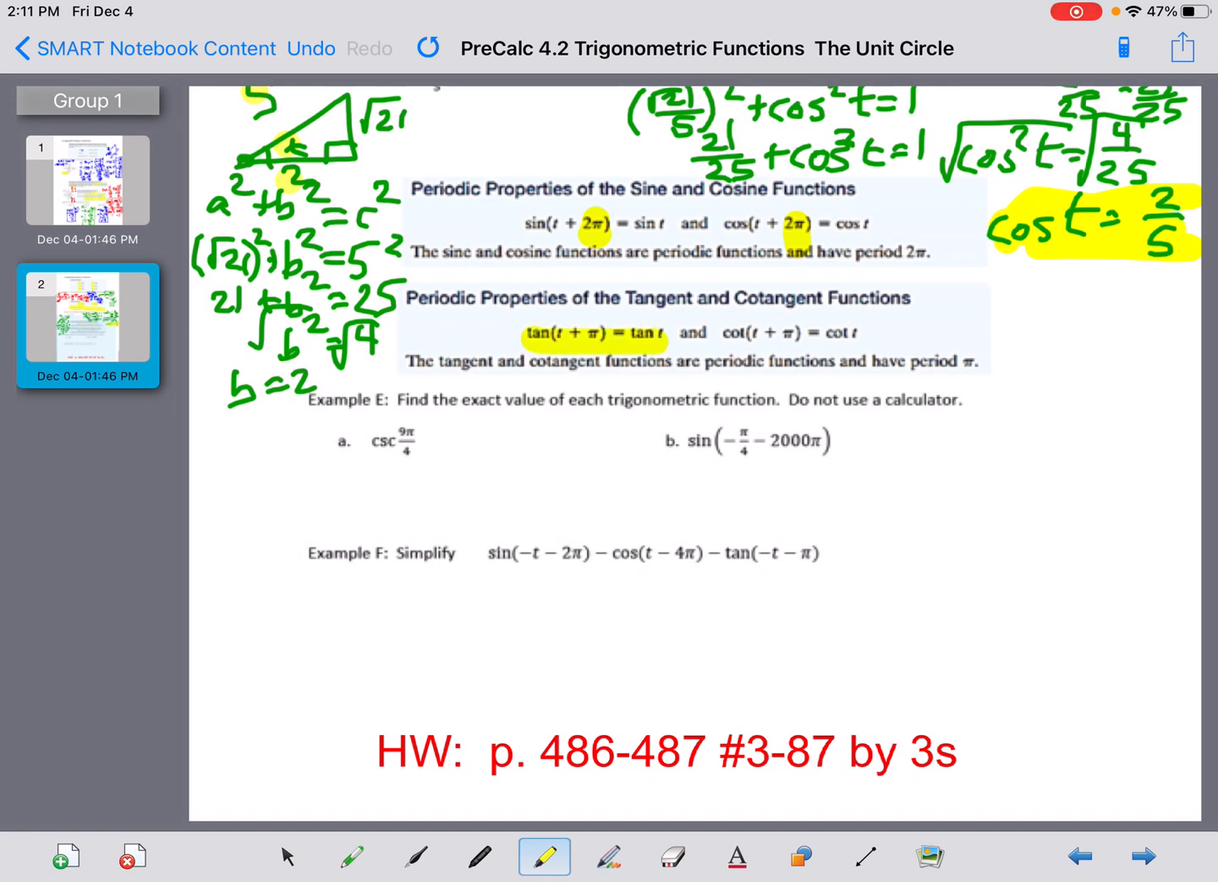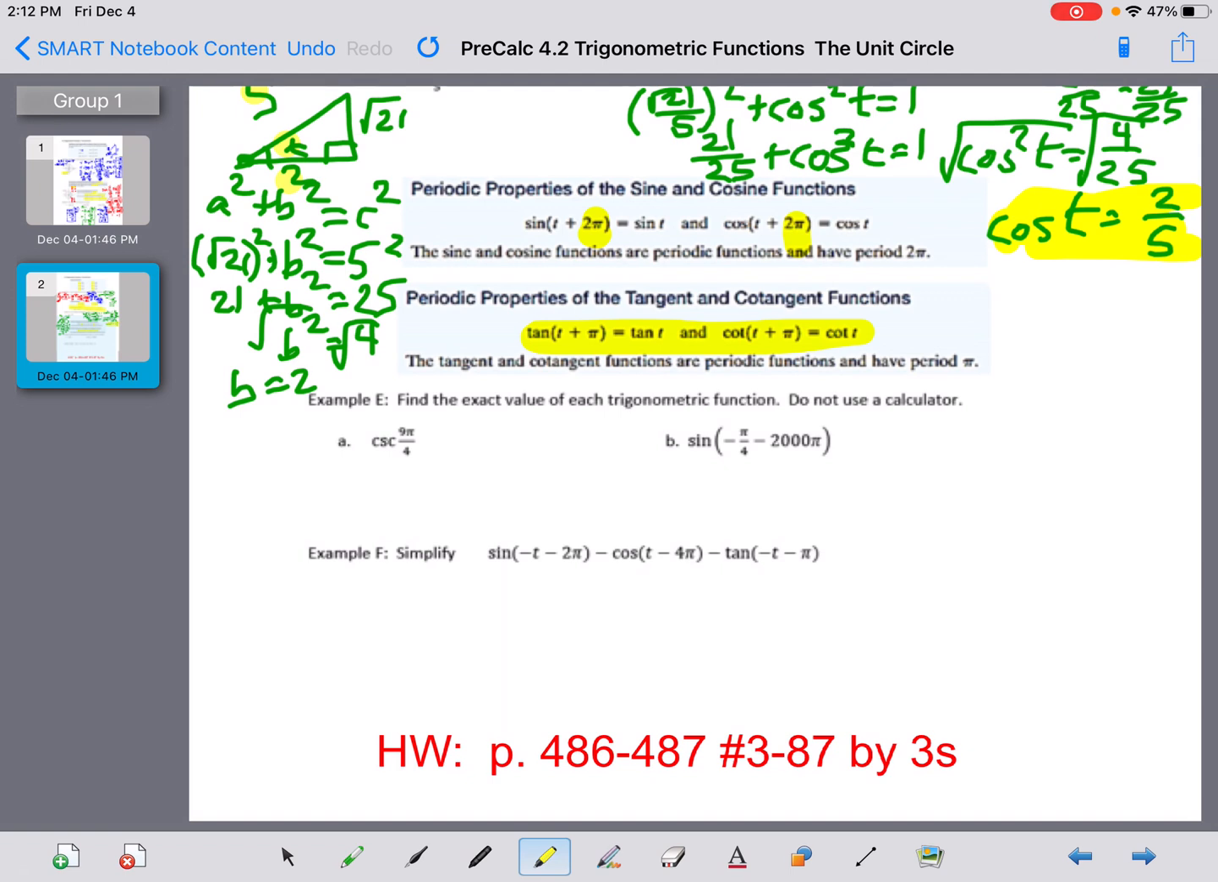For tangent, you only have to go around the circle half, and you get the same one because, just think about this. Your tangent in the first quadrant is positive. In the second quadrant is negative. In the third quadrant is positive. And in the fourth quadrant is negative. So because of that, tangent only has to go halfway around the circle to get the same values again. So the period of tangent is every pi, or halfway around the circle.